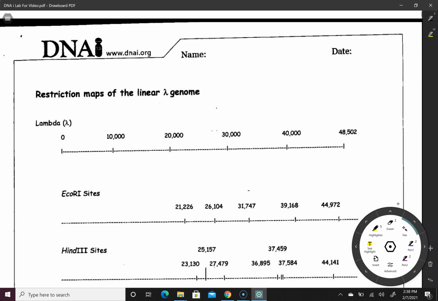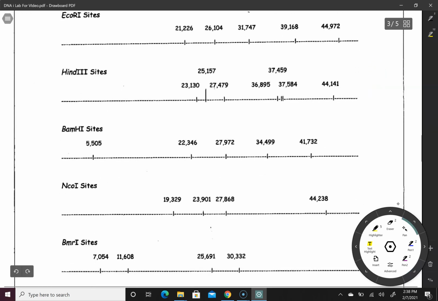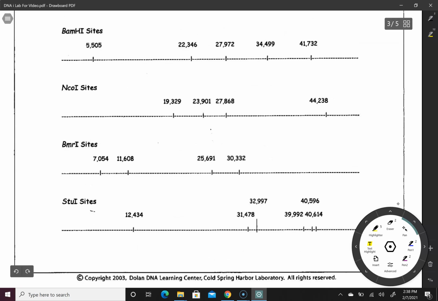In this particular assignment, I gave you a plasmid, and this plasmid is 48,502 base pairs in length. So that's important to know. You have to know how big your original plasmid is. Then I gave you several restriction enzymes and where they made their cuts. So there are a lot of choices.